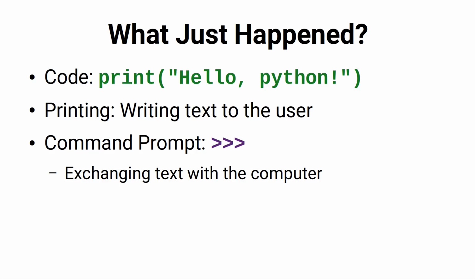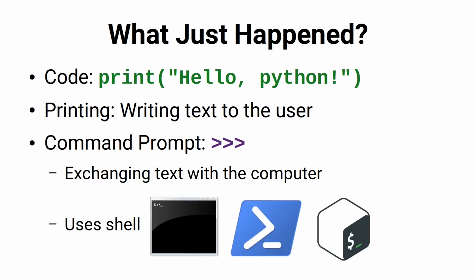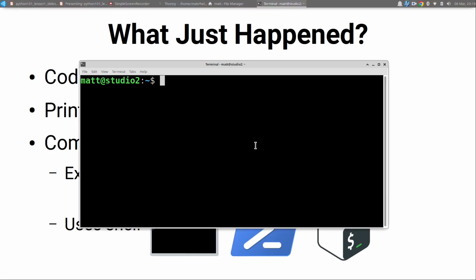You may have used the command prompt on your computer before, which uses another shell for your operating system, like DOS shell or PowerShell on Windows, or Bash shell on Linux or Mac OS. Here's what the Bash shell looks like on Linux, where we get a $ sign for a command prompt, usually with some other information before it.